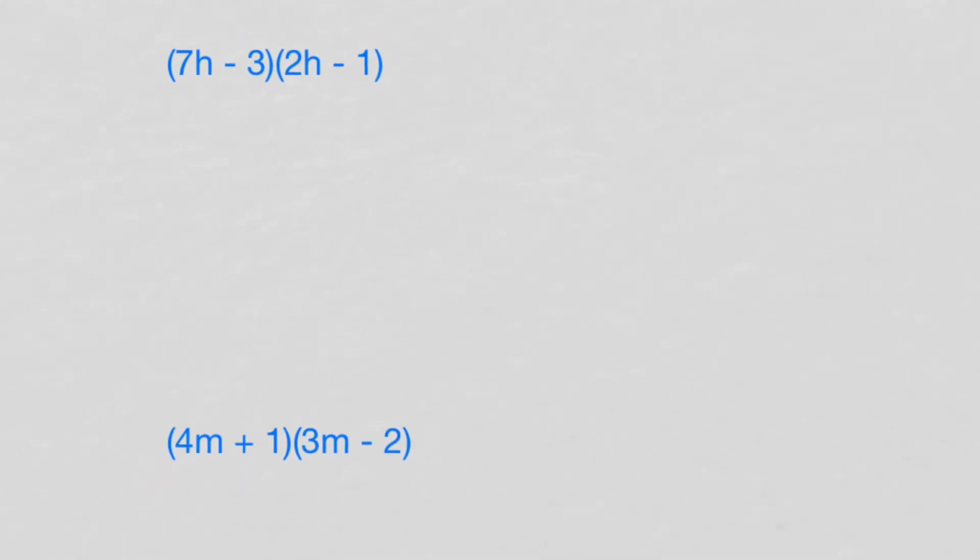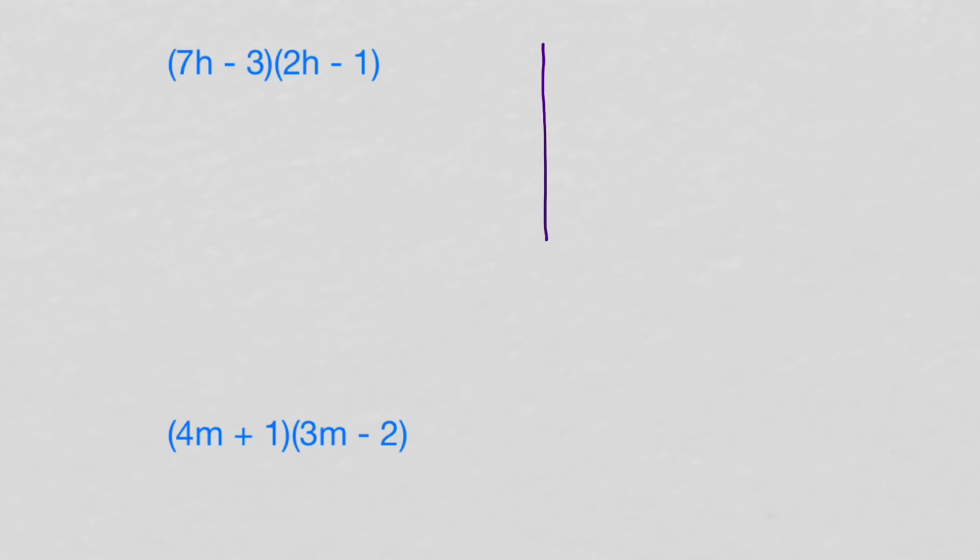Next one. This one also has 2 negatives in it, just for a bit of practice. So we've got 7h minus 3, 2h minus 1. So in this space here, we've got 7h times 2h, so that's 14h squared. The more you go through these, the more readily the answers will come. You'll speed up as you practice.